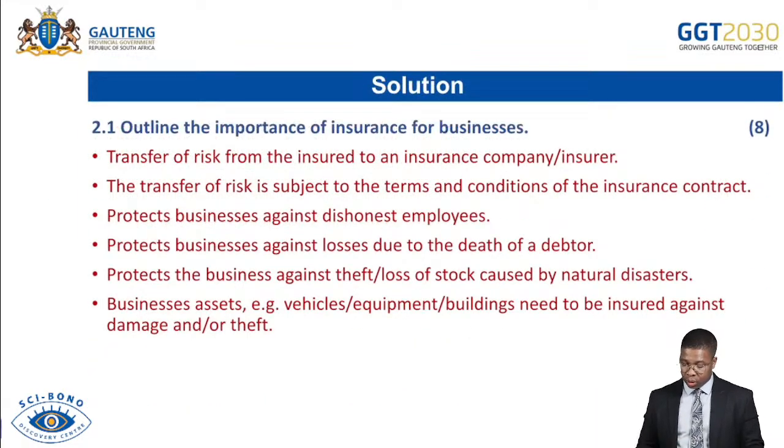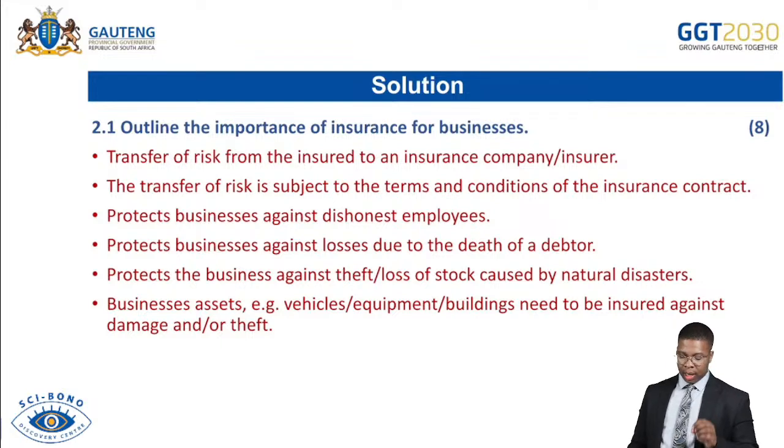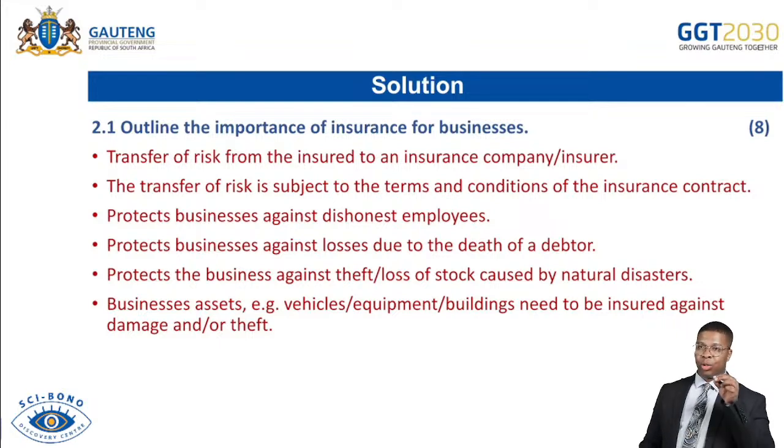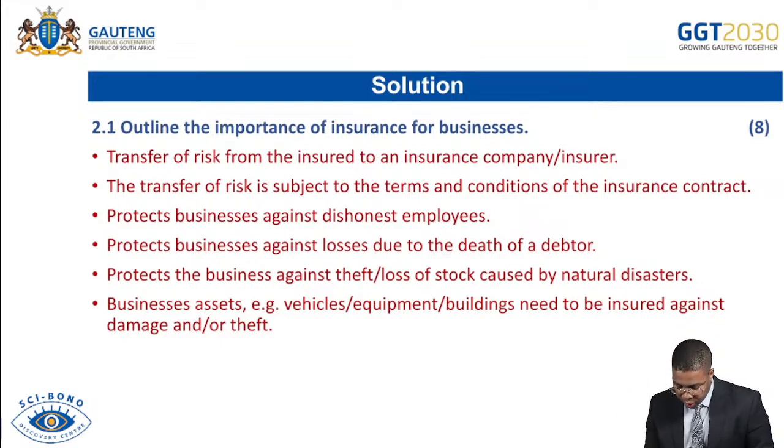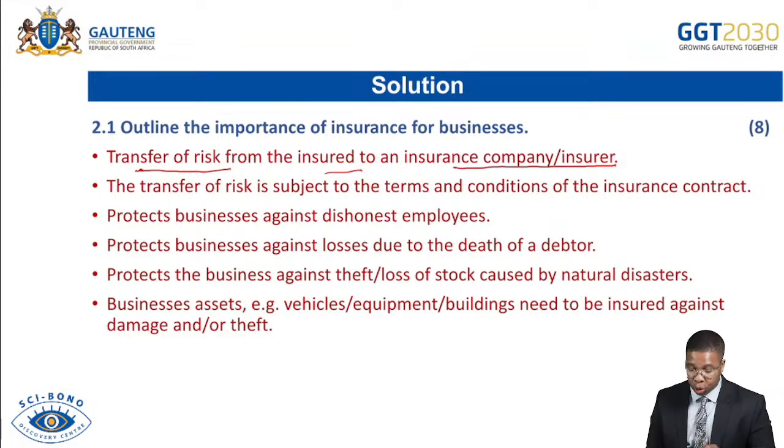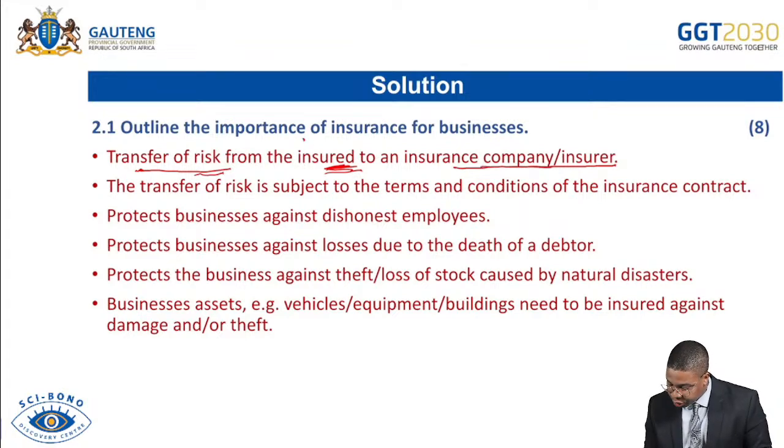6 or 4. Now let us look into the first part, the importance of insurance. This can also be asked as advantages of insurance. You should respond in the same way. The assessor can either say outline the importance, or they can say explain the advantages. Now we are saying the importance is transfer of risk from the insured to the insurance company. That's why it is important. Insurance is important because it transfers the risk from the insured, meaning the business, to the insurance company. That is number 1. Why is insurance important again? Is because the transfer of risk is subjected to terms and conditions of the insurance contract.